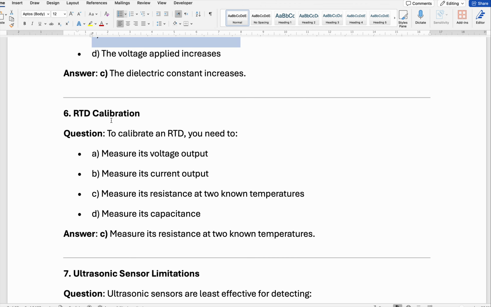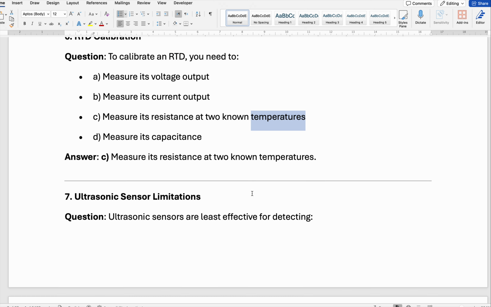RTD calibration, well, this is a bit tricky, but what do we have in an RTD? It's a resistance that is related to temperature, a resistance temperature detector. So the relationship between resistance and temperature should always be correct. Now, calibration means what? We calibrate it to make sure that this relation between the resistance and temperature is correct. So what answer do I have? Measuring resistance at two known temperatures. I'm just verifying that the relationship I already have between resistance and temperature is correct, so it's part C.